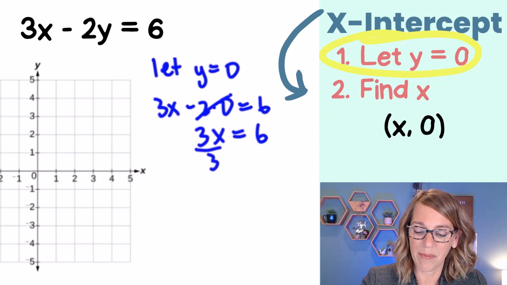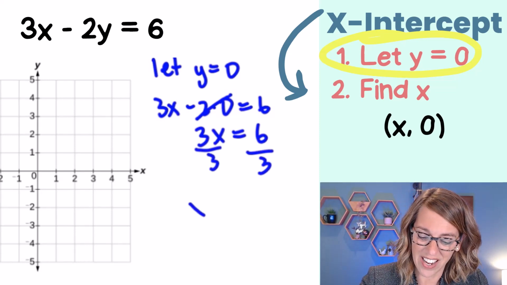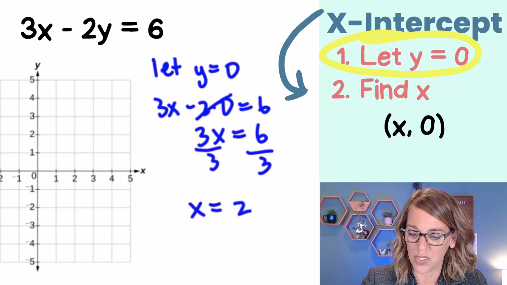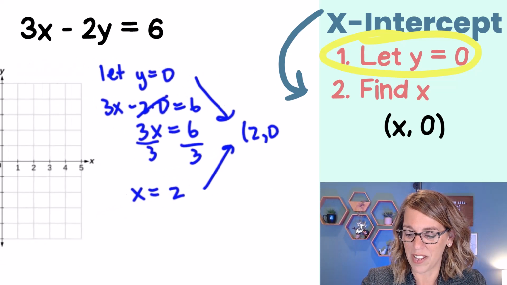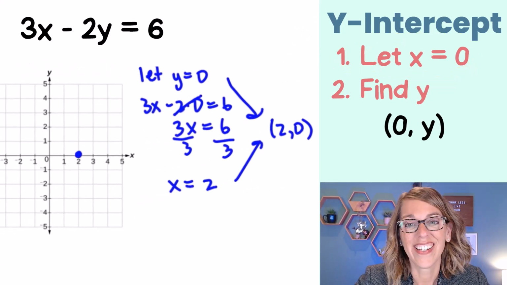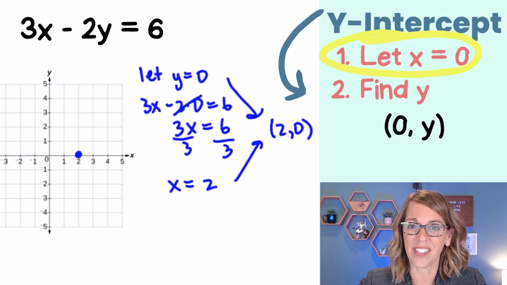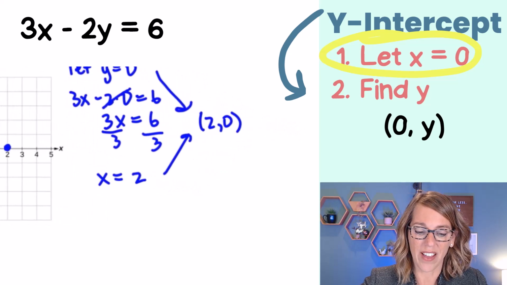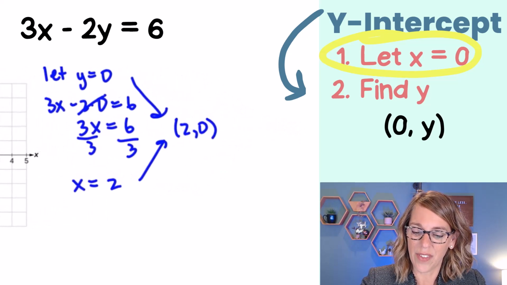This is 3 times x. So if I divide both sides by 3, I get x is equal to 2. And that gives me the point (2, 0). And I can go ahead and plot that intercept. Next, let's find that y-intercept. We're going to let x equal 0 this time, and we're going to find our y values. So let me just scoot this over a little bit, and let's do that.